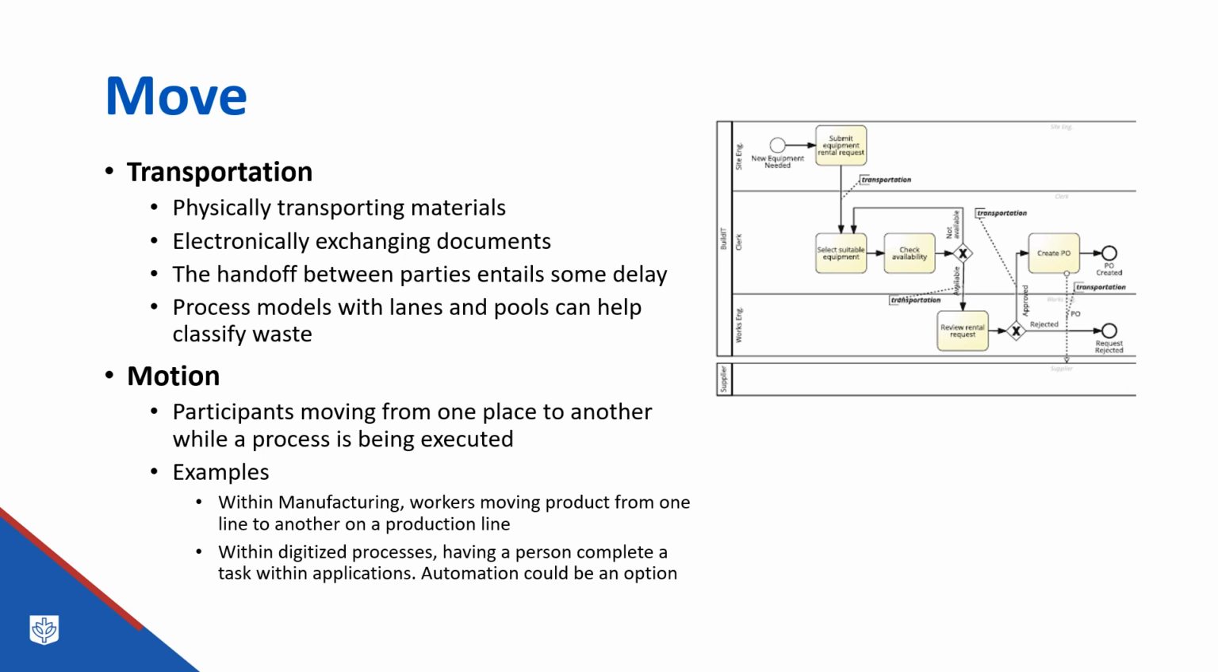And then another subcategory is motion, where participants are moving from one place to another within a process while it's being executed. An example would be within manufacturing, where workers are moving product from one line to another on a production line. Another digital example would be having a person complete a task within applications, and then automation could be an option here.